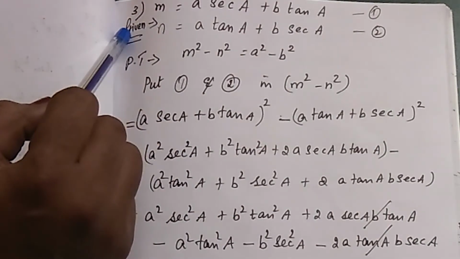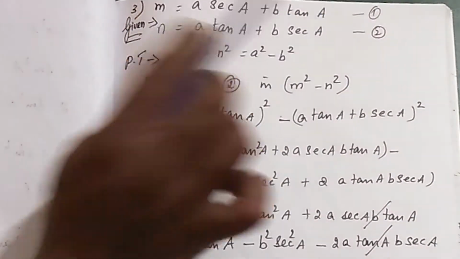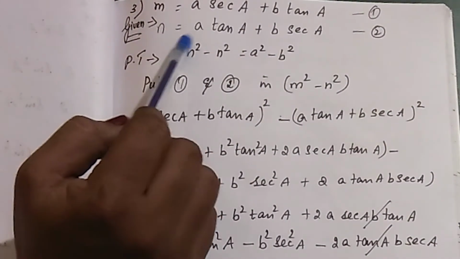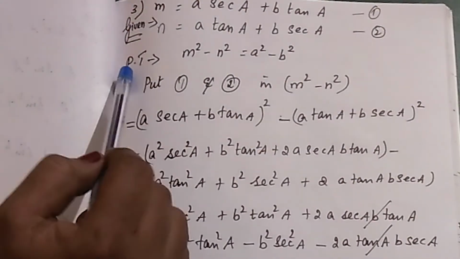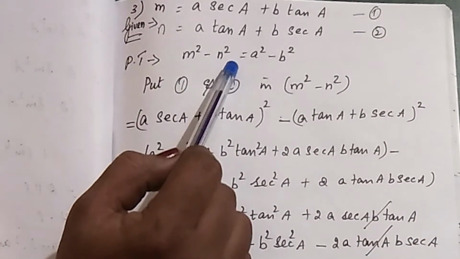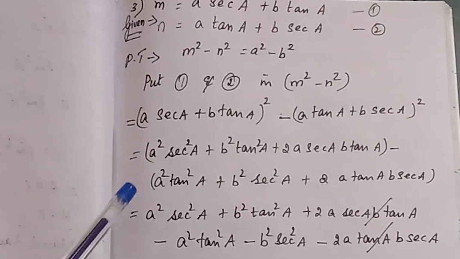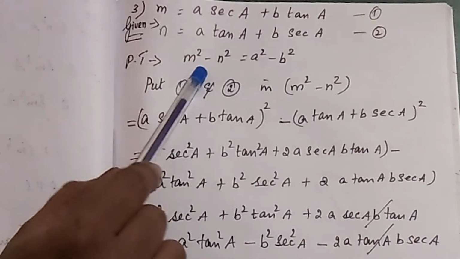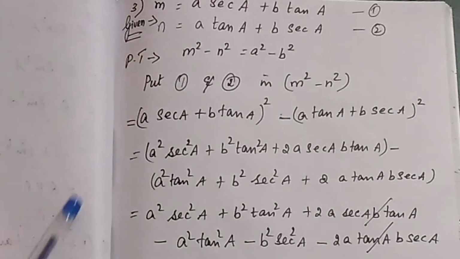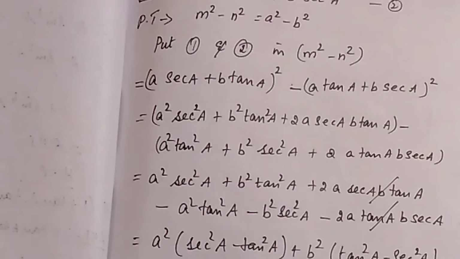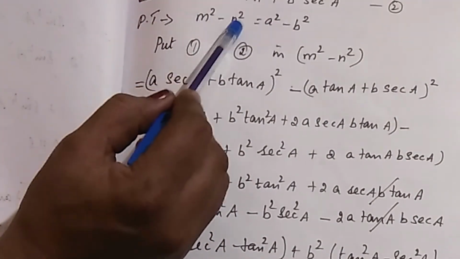Question number 3. m is equal to a secant a plus b tan a, given. n is equal to a tan a plus b secant a, given. Prove that m squared minus n squared is equal to a squared minus b squared. We have to prove it. Okay. Take the left hand side: m squared minus n squared.